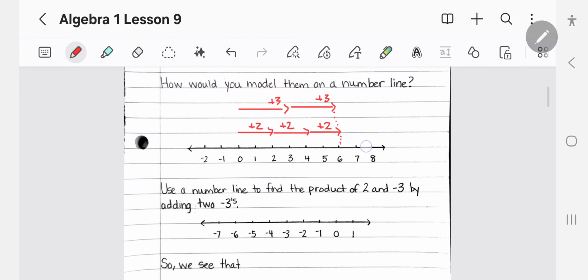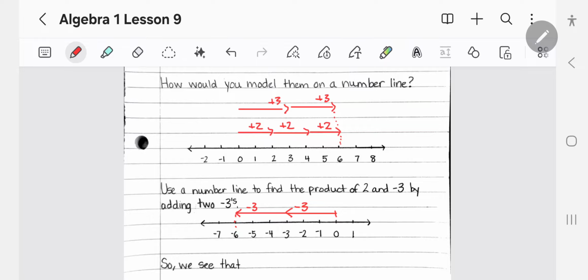Actually, let me do one more thing here. Use a number line to find the product of 2 and negative 3 by adding 2 negative 3's. Okay, so let's start at 0, and we're going to go back negative 3. So we're going to go negative 3, and then we're going to go another negative 3. Okay, and we end up at negative 6.